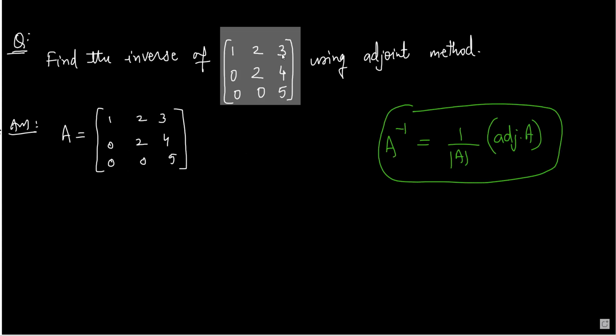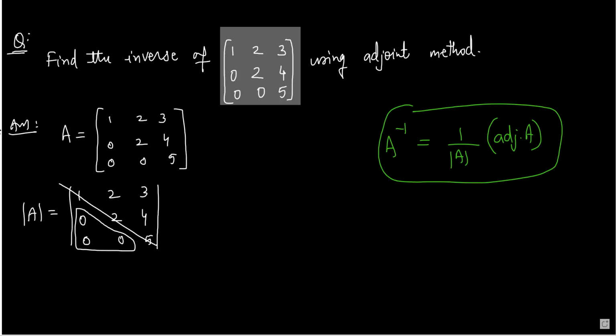So first of all, I will find out the determinant of matrix A. So determinant of A is 1 2 3, 0 2 4, 0 0 5. You all know how to find the determinant. See students, this is an upper triangular matrix. Why? Because all the elements below the diagonal are 0.